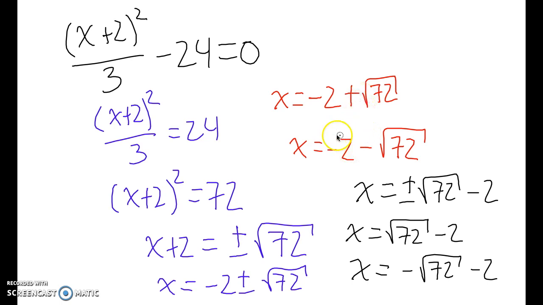And as long as we keep the signs in the same place, we can switch the order around. These are going to be the same value. Likewise, negative 2 plus radical 72 is the same thing as radical 72 minus 2. So it doesn't matter if you subtract after or if you subtract before, but what's common in mathematics is to see this before the plus or minus. This answer is not incorrect, it's just a little less common.